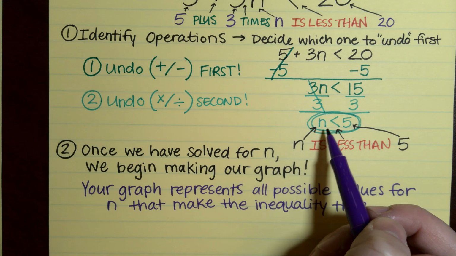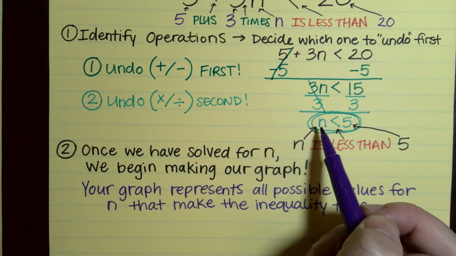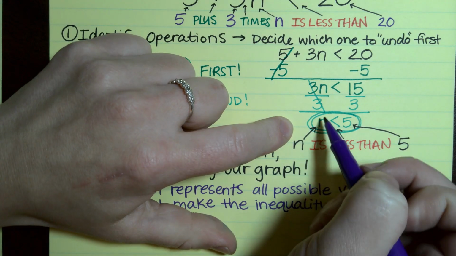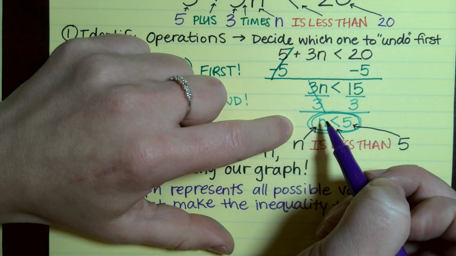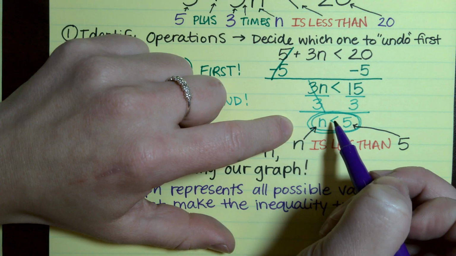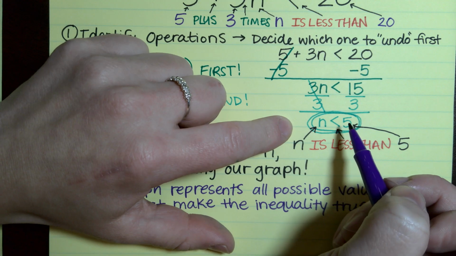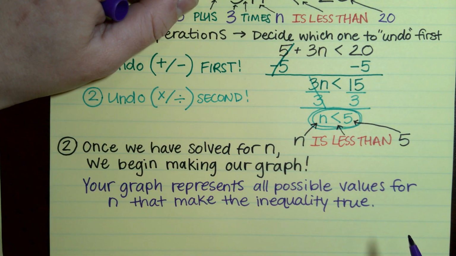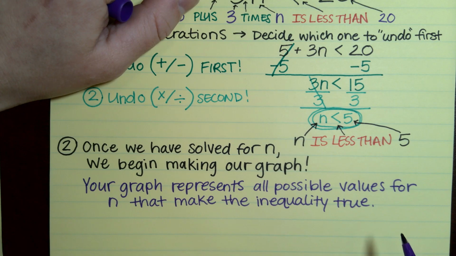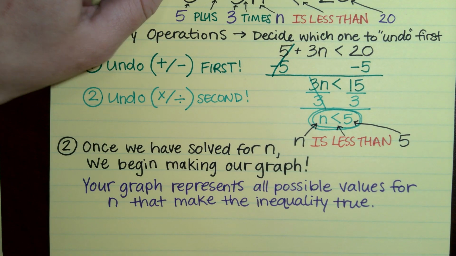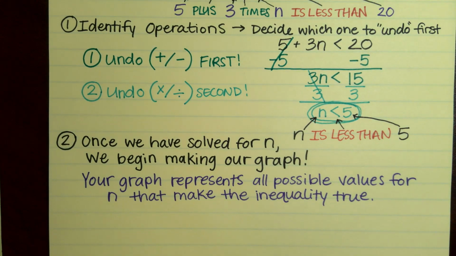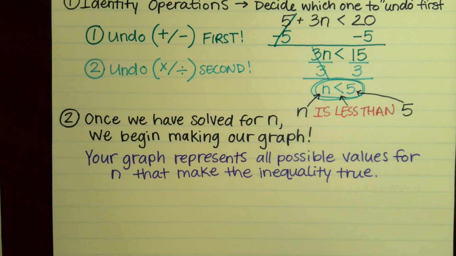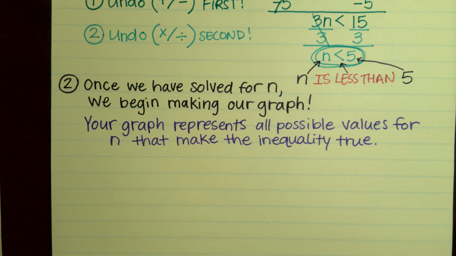We also know that I cannot plug in 5 for n, because if I replaced n with it, then I would have 5 is less than 5. And is that true? No. It is not true. 5 is not less than 5. 5 is equal to 5. And that's an entirely different graph. I could show you that, but it's not this.